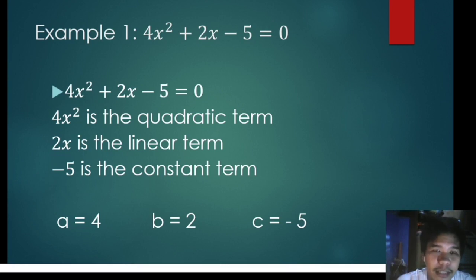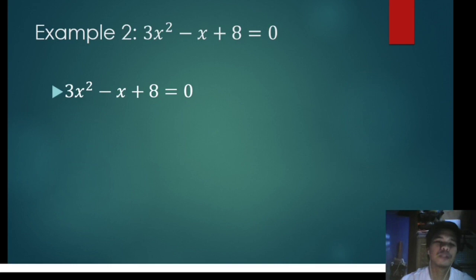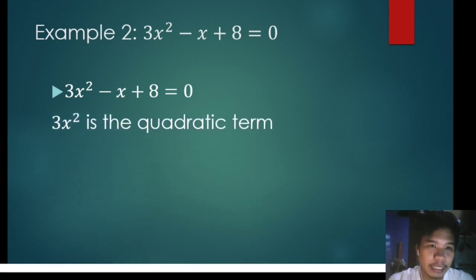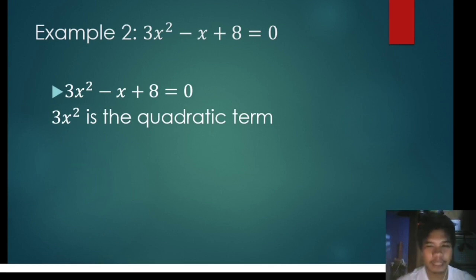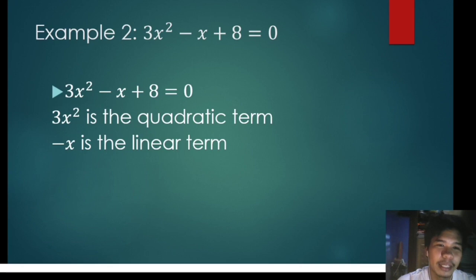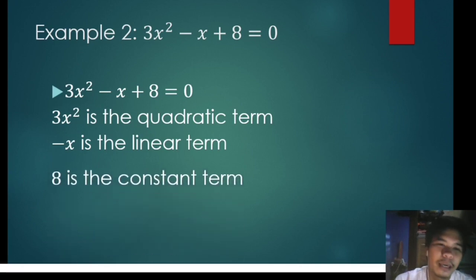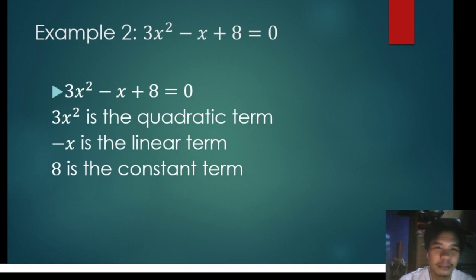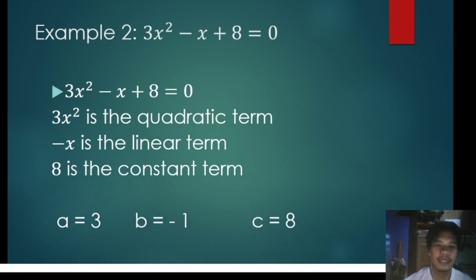Let's have a similar example. Here in example number 2, we are given 3x squared minus x plus 8 equal to 0. So again, this example is already written in standard form. So we can already identify the quadratic term, linear term, and the constant term. That is 3x squared, which is our quadratic term, and then negative x is our linear term, and positive 8 is the constant term. So from that, we could obtain the values of a, b, and c.